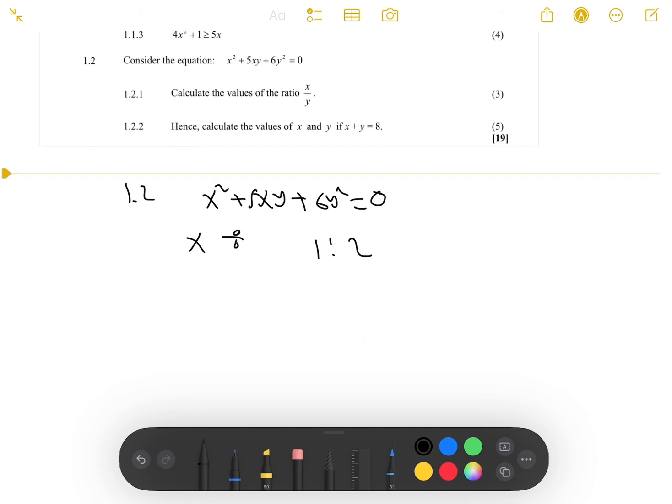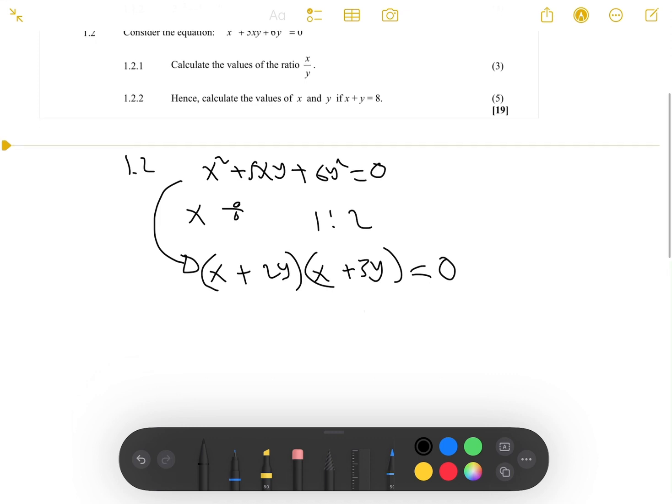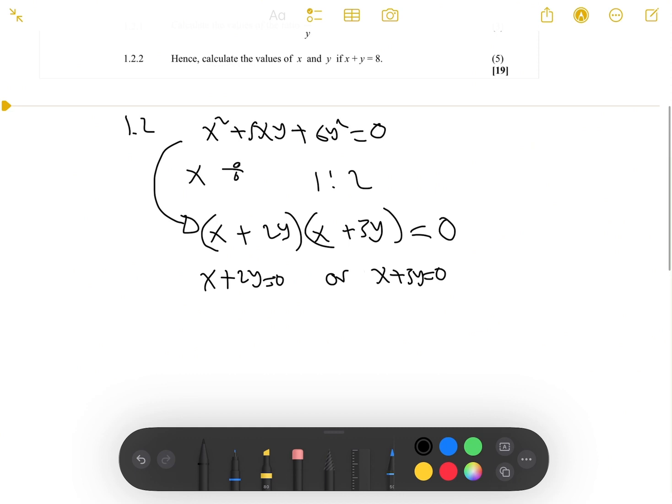So here, for you to end up with this ratio of x over y, the way it's written, you can see it's divide, right? But first, let's note that this equation that we have at the top is factorizable. We have x plus 2y and then x plus 3y. If you multiply it, you will get the initial one. So this gives you x plus 2y equals to 0, or x plus 3y equals to 0, right?